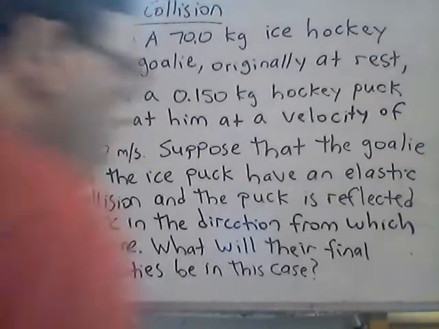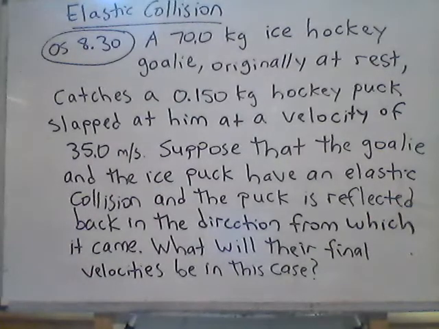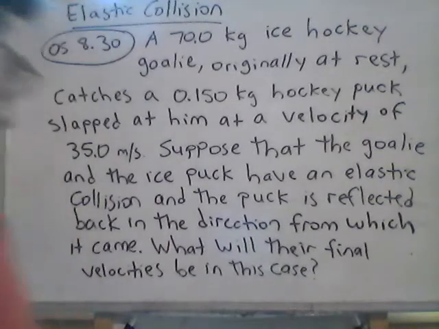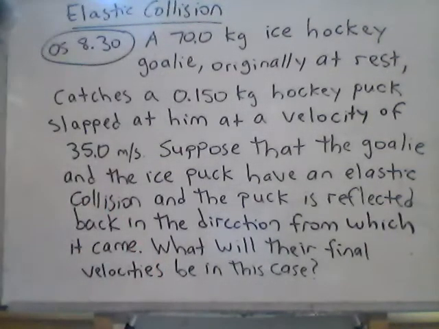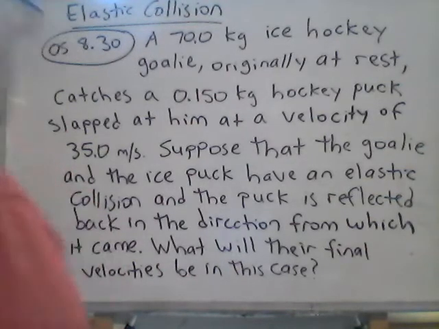So essentially, we can consider the goalie a big mass. The puck is going to essentially bounce off the goalie. The goalie is going to have a final velocity, and the puck will have a final velocity. The goalie is initially at rest. What we have to do is establish an orientation in this problem. So let me erase this.